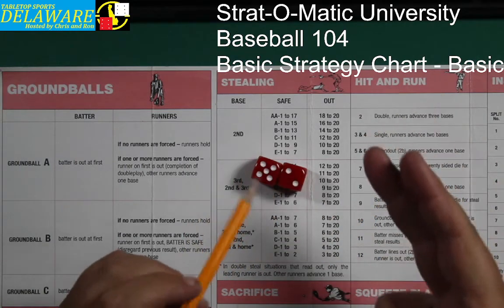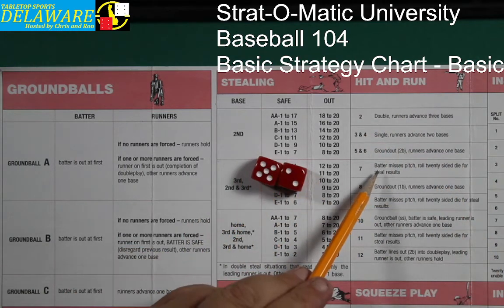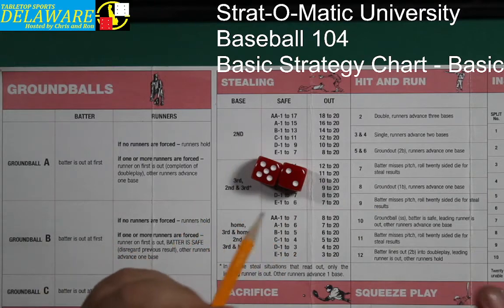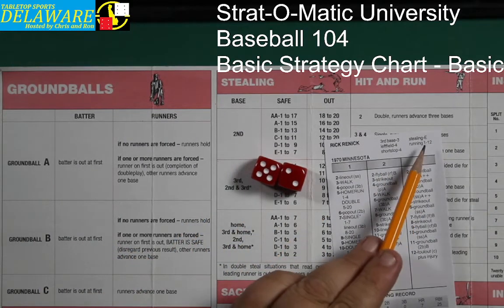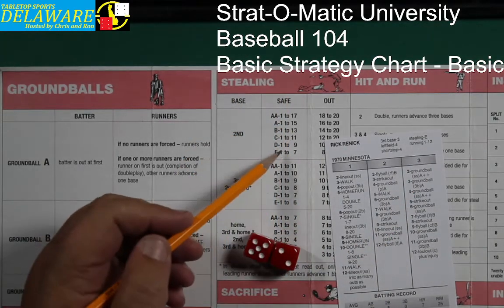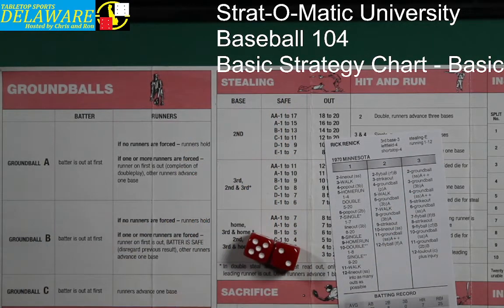Runner on first has got the green light. Now the batter misses the pitch. You treat it like he is trying to steal. So if it happens to be Rick Rennick on first, now you've got to try to steal second with him, and better hope you're rolling a 1-7. So bear that in mind. It is possible to miss it.